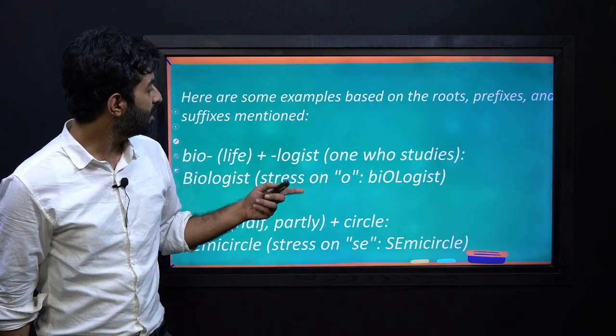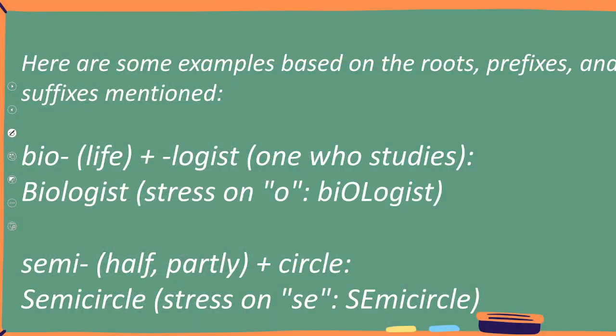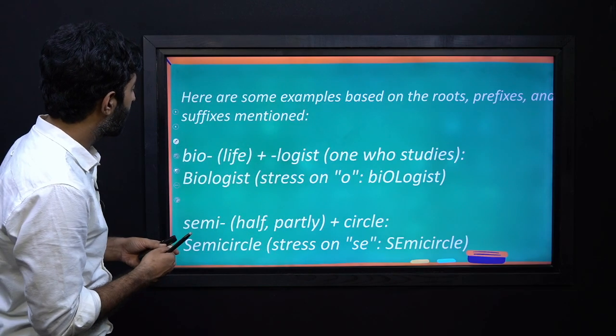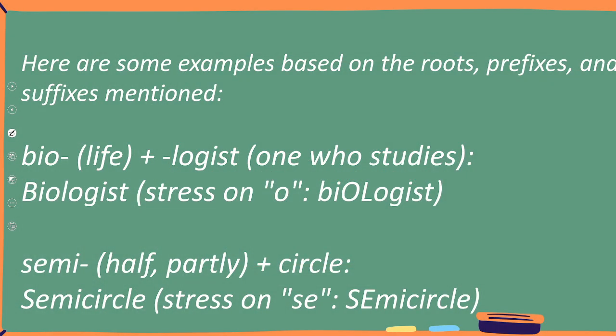Now, here are some prefixes and suffixes. Let's talk about them. So, the word biologist. Bio means life and logist means one who studies. So, biologist means a person who studies life. And the stress should be on the letter O, biologist.